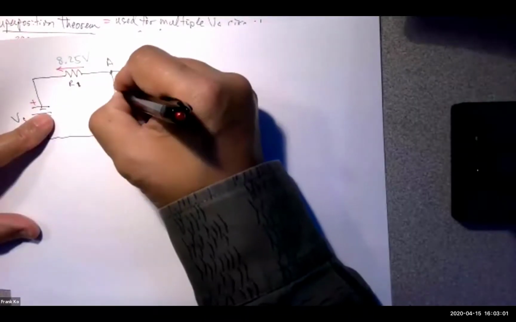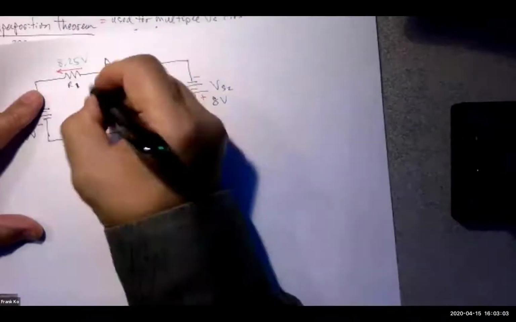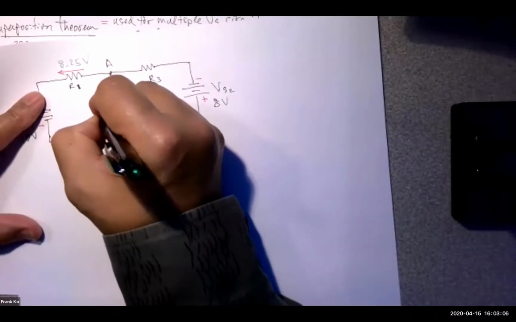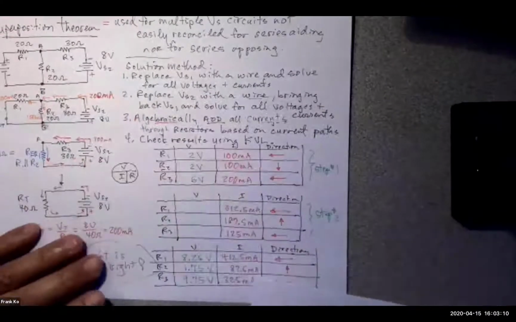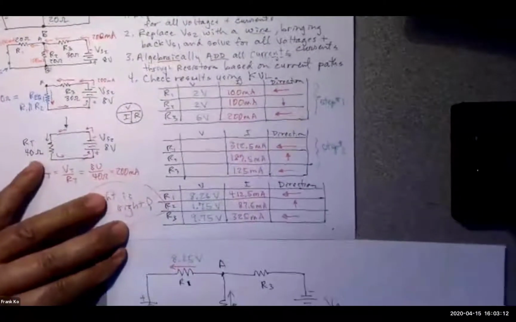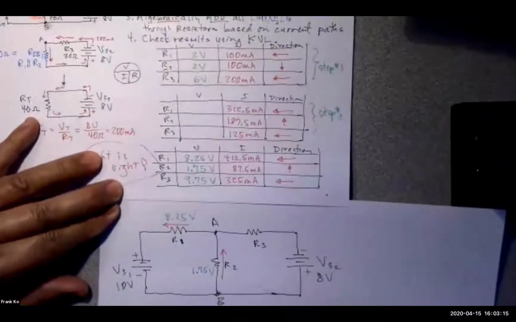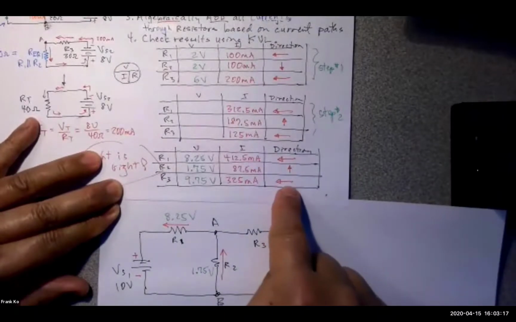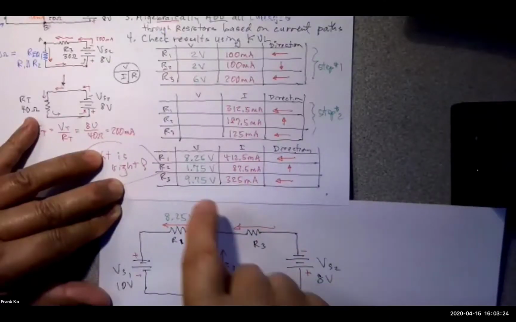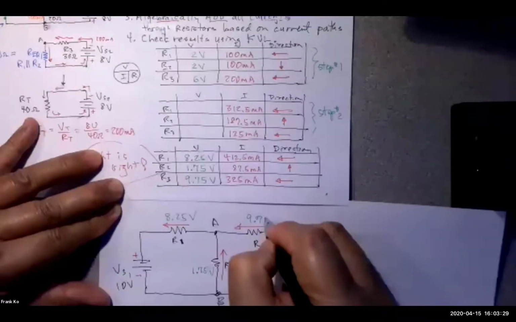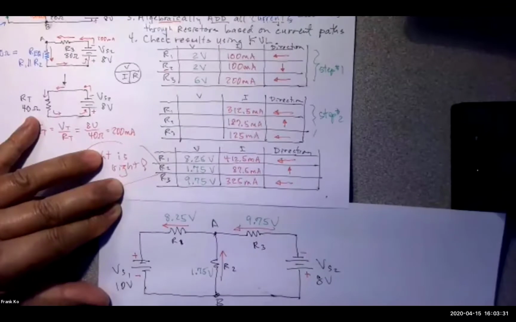1.75. So I'm going to draw this going up, and I'm going to write down 1.75 volts. So far, so good. And how about the last direction of current? The last direction of current of R3. R3 moves to the left. So I will go ahead and draw to the left. And what was the final voltage? 9.75. 9.75 volts. So far, so good.